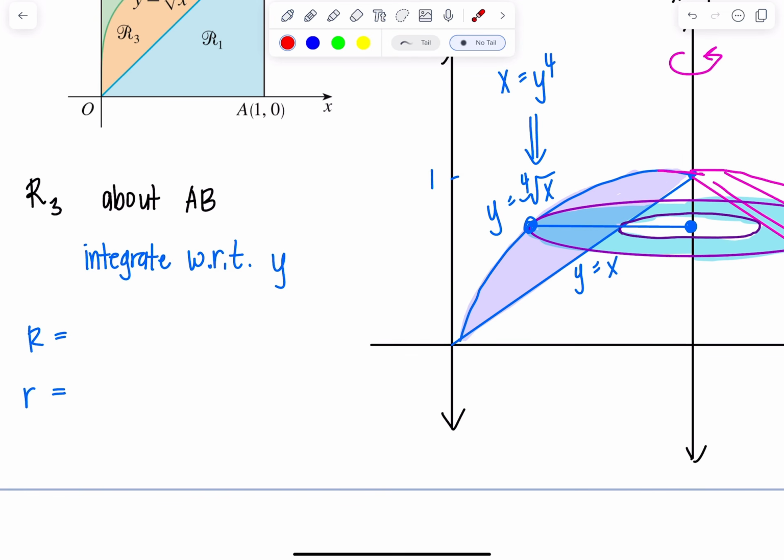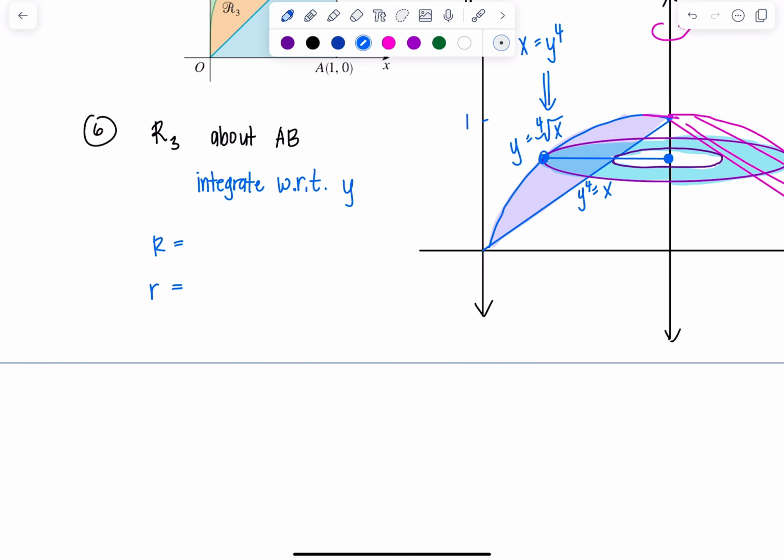Again, you're going to do right minus left. Who is this? x equals 1. Minus, who is this? x equals y to the fourth. Why is everything getting erased? Oh, that was the other line I was talking about. Yeah, this line here, x equals y. Okay. Anyways, right minus left, 1 minus y to the fourth. That's outer radius.